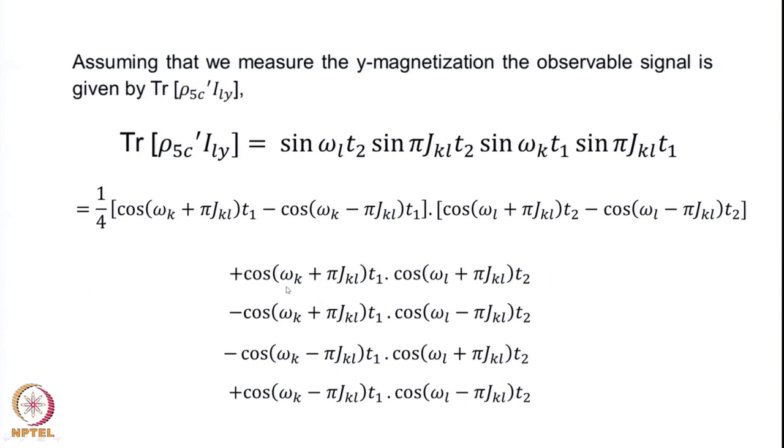So, after 2 dimensional Fourier transformation, each one of these will produce a peak. Therefore, where will these peaks appear? Along the F1 dimension, this will be at ωk plus πJkl, and along the F2 dimension it will be ωl plus πJkl. And this will have a plus sign. This one will produce a peak at ωk plus πJkl and ωl minus πJkl, and this will have a negative sign. And this term will again be negative in sign, and this will be at ωk minus πJkl and ωl plus πJkl along the F1 and F2 dimensions. Finally, this will be again positive, and this will appear at ωk minus πJkl along F1 and ωl minus πJkl along F2.